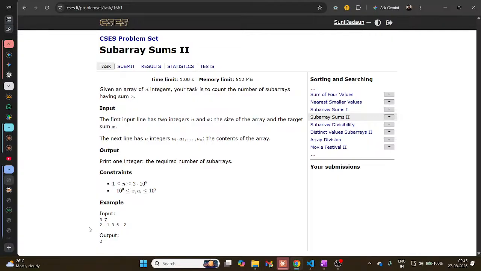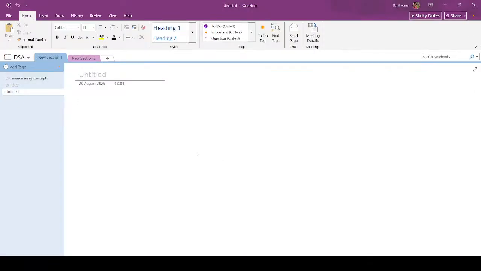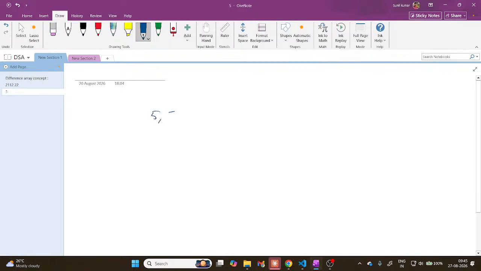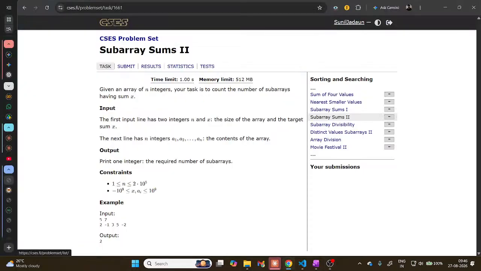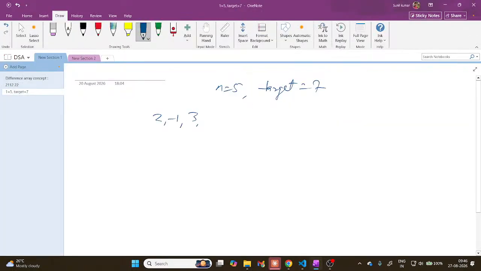Let's say the input is like this: 5 comma 7, where n is equal to 5 and the target is given as 7. Now the array we have been given is 2, minus 1, 3, 5, minus 2. We have to find the subarrays where the sum equals the target 7.